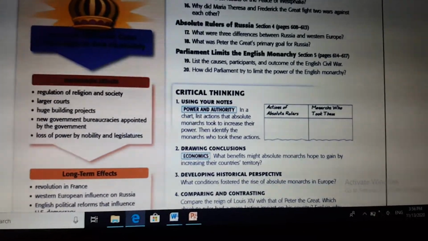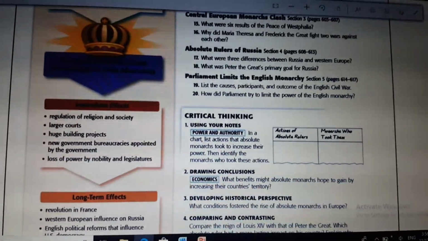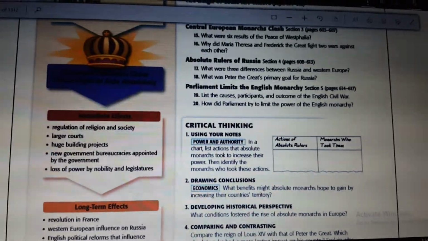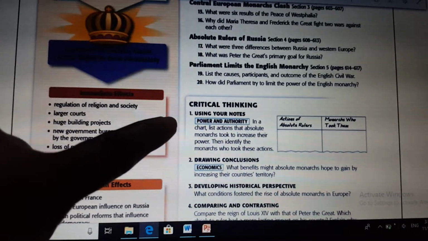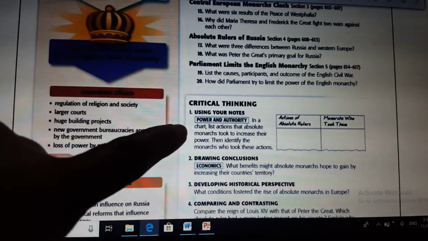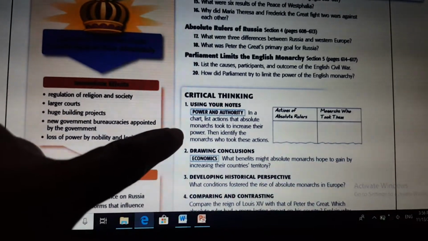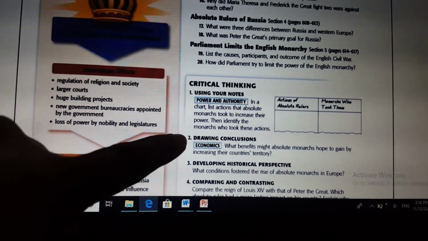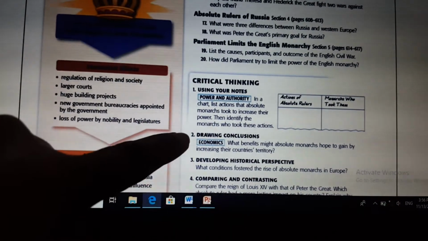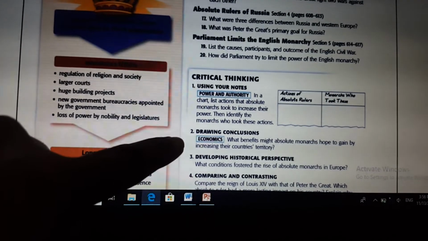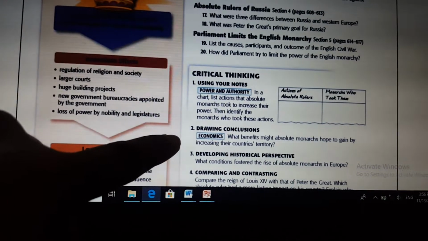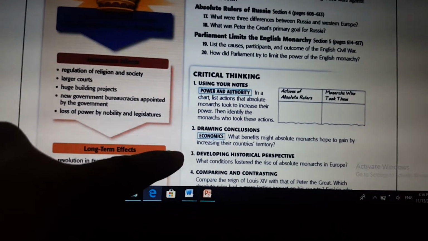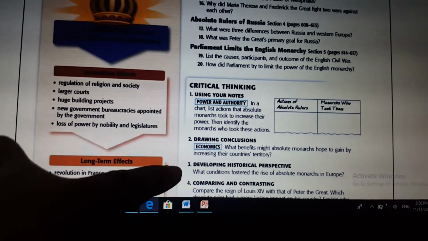Next section, Critical Thinking. Use your notes. For number 1, in a chart, list actions that absolute monarchs took to increase their power, then identify the monarchs who took these actions. Number 2, draw conclusions, economics: what benefits might absolute monarchs hope to gain by increasing their country's territory? Number 3, developing historical perspective: what conditions fostered the rise of absolute monarchs in Europe?